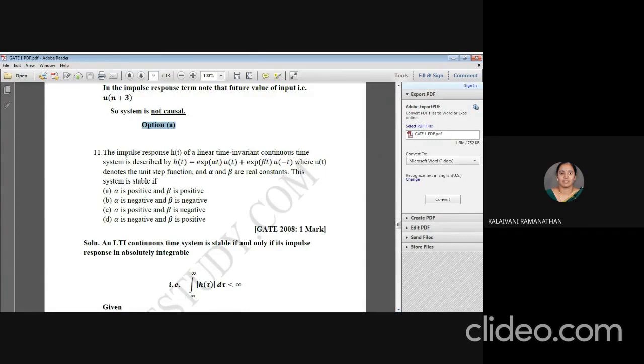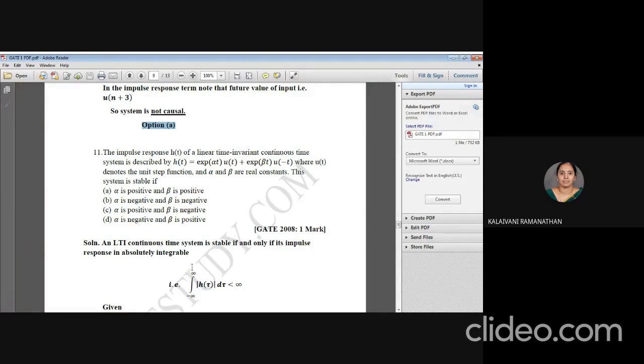Next question. The impulse response h(t) of a linear time invariant continuous time system is described by h(t) = e^(αt) u(t) + e^(βt) u(-t), where u(t) denotes a unit step function and α and β are real constants. This system is stable if... So you have to consider the condition for stability and then you can have the options.